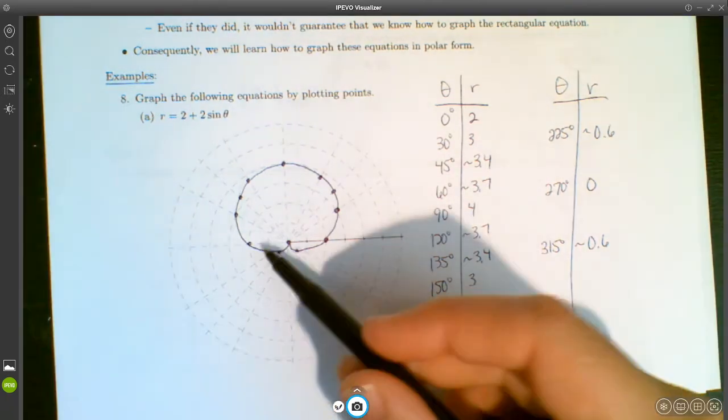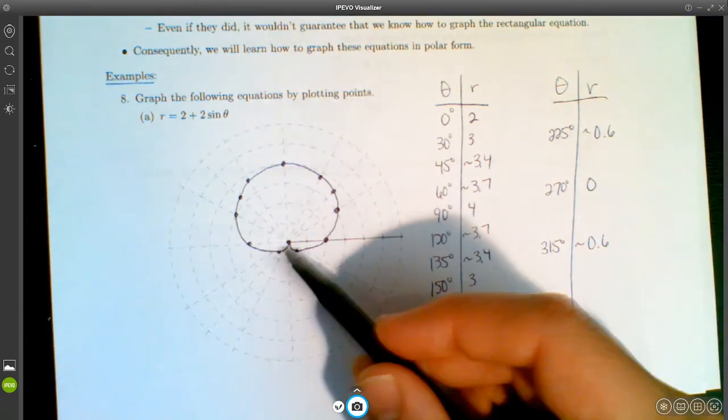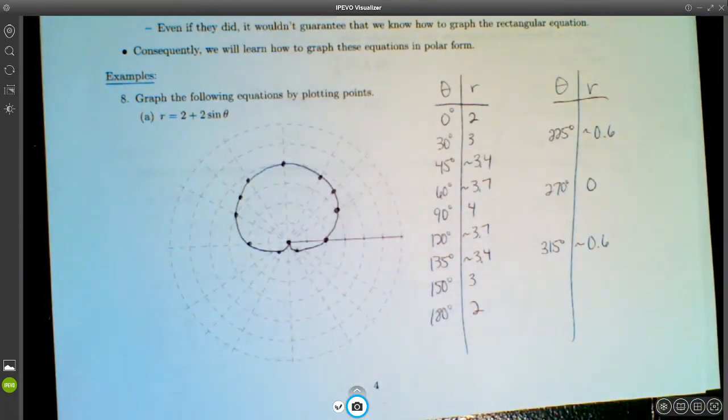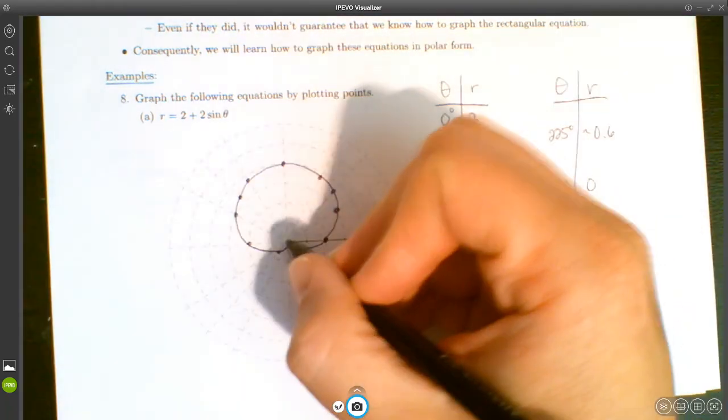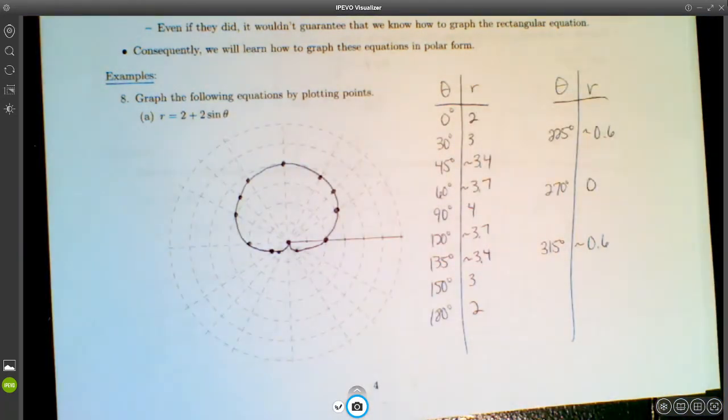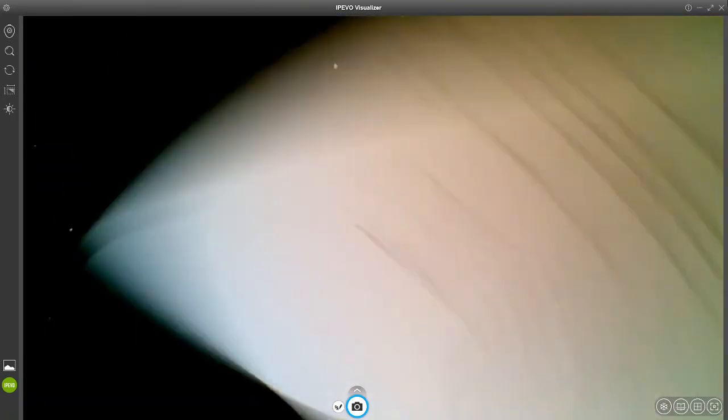We could verify this by plugging in something like 210 degrees here, right? If we plugged in 210 degrees, what would we get? We would get 1. So 210 degrees, 1. Yeah, sure enough. So that looks about right. Okay, so that's how that works. Let me show you another one.